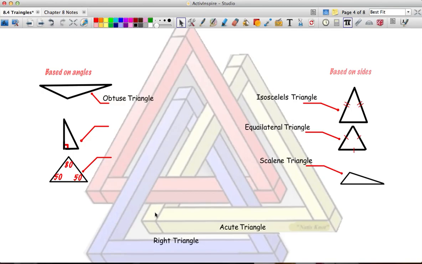A right triangle is a triangle with one right angle. Again, it can only have one right angle because if it has two, that's automatically 180 degrees, and you still have a third angle to account for, making it too big to be a triangle. Right, so we look for our triangle that has a right angle measure, which is right here, so this is a right triangle.